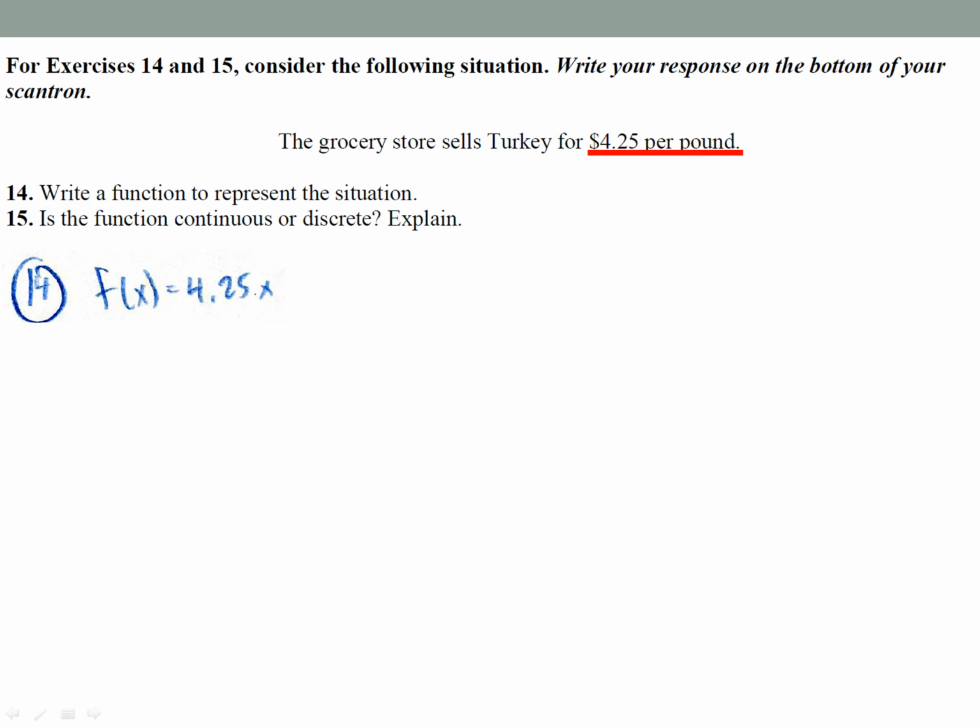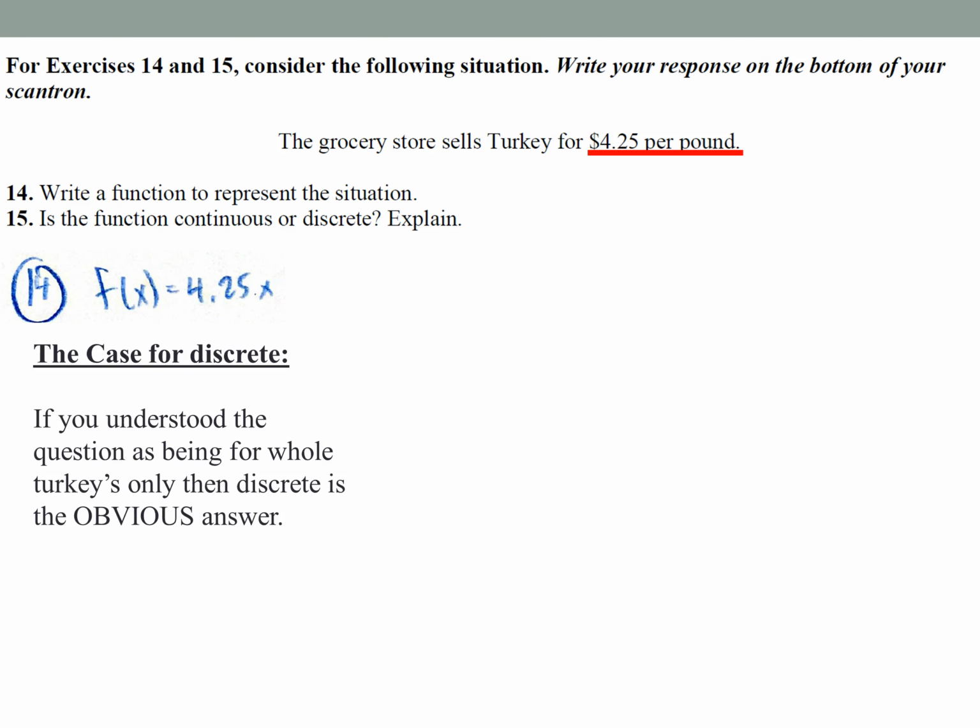All right, I was super liberal when I was grading yesterday. I took both answers because a lot of the logic is cool. But let's talk about the two cases. If you say it's discrete, then you read the question as saying each turkey was a whole dang turkey, and you didn't really pay attention to the per pound part. But if you understood the question as being for a whole turkey, then discrete is the obvious answer.